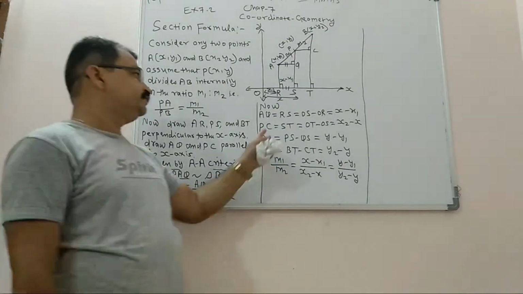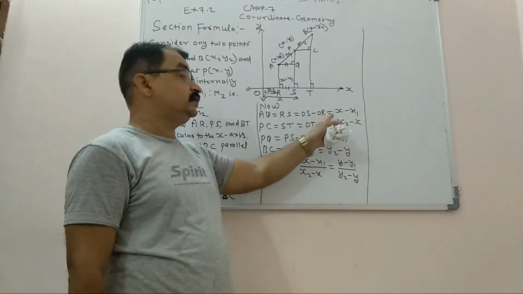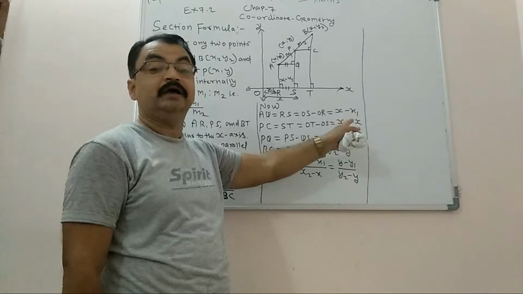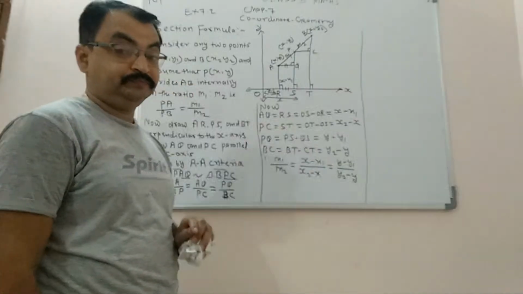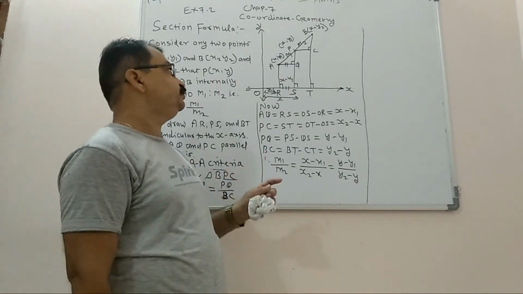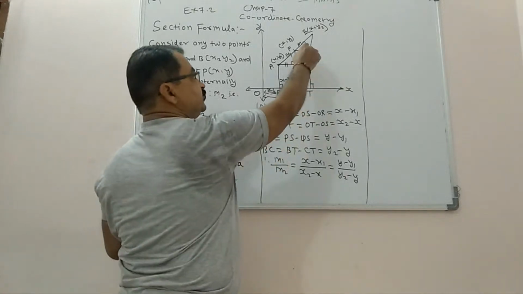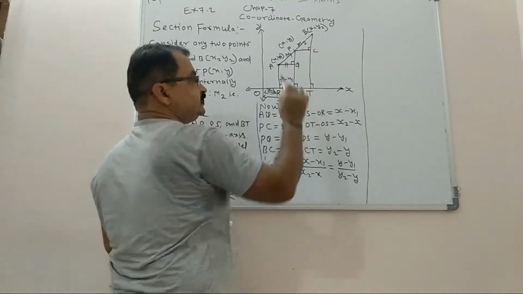Right? So we got the value of AQ, which is equal to RS, that is OS minus OR, that is x minus x1. Clear? Now, second is PC. See the position of PC. This is the PC. So PC will be equal to what, children? PC will be equal to ST.